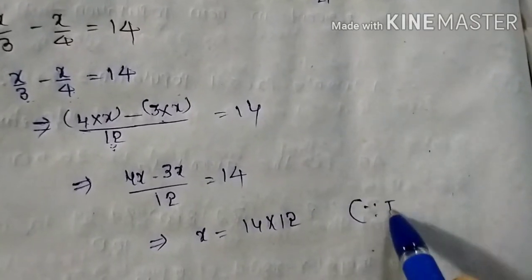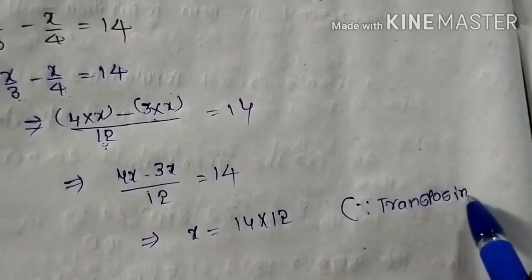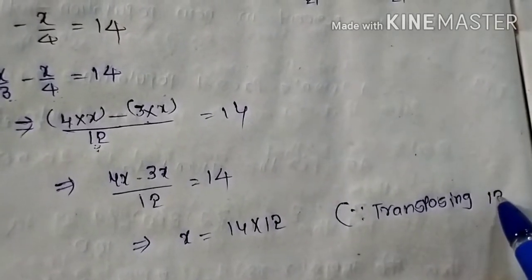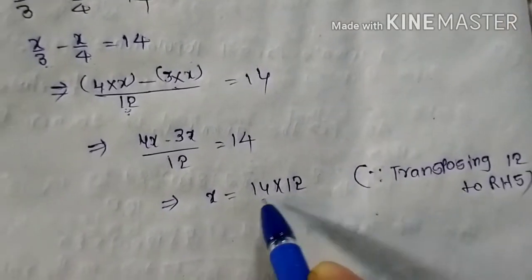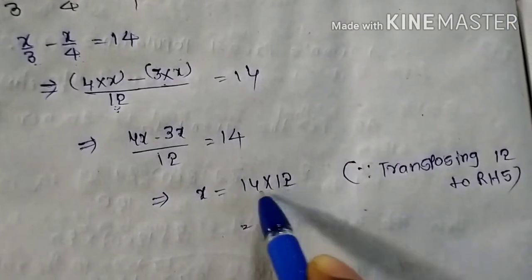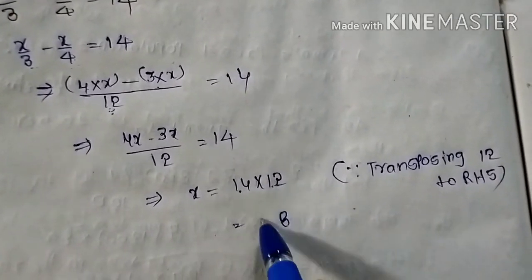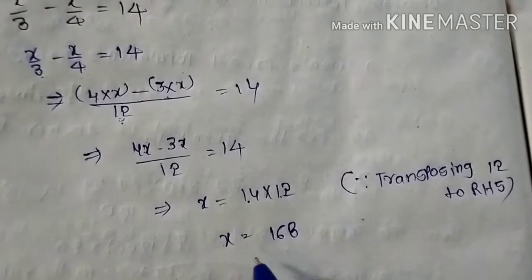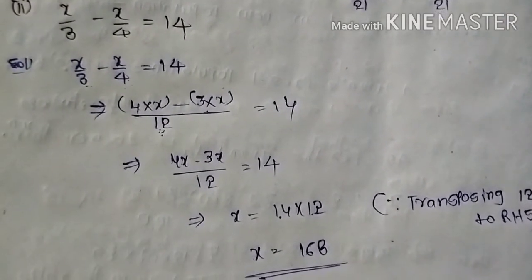Here you can see here, transposing 12 to RHS. You can write here 12 4s 48, 12 1s 12, 12 plus 4, 16. That means your x is equal to how much? Your answer x is equal to 168 is your answer.